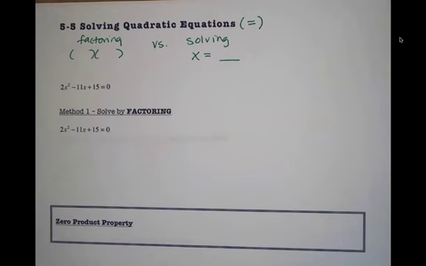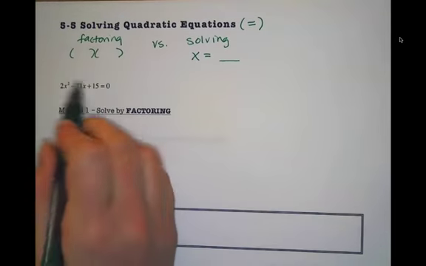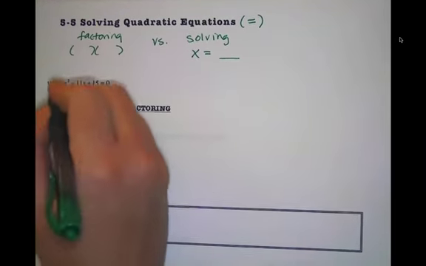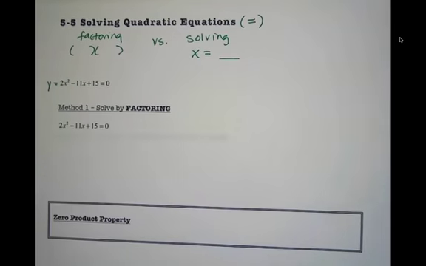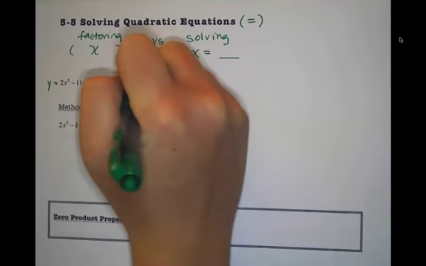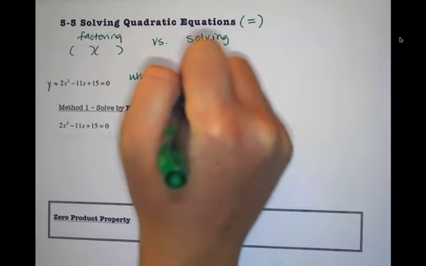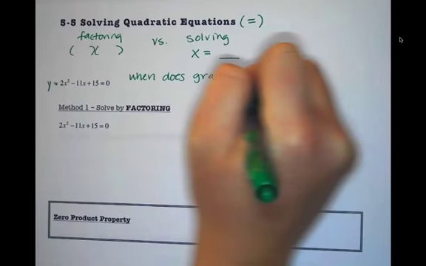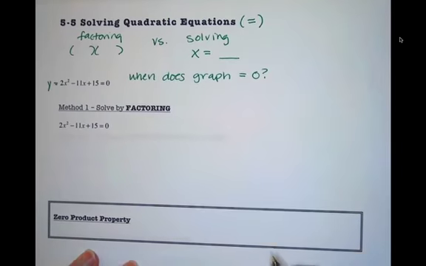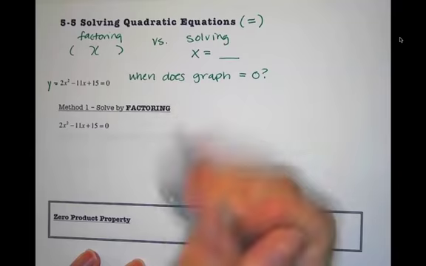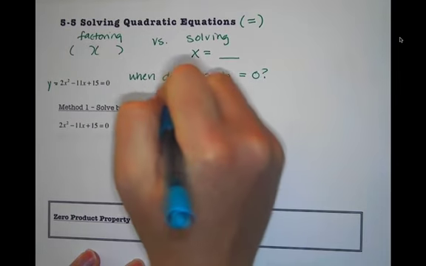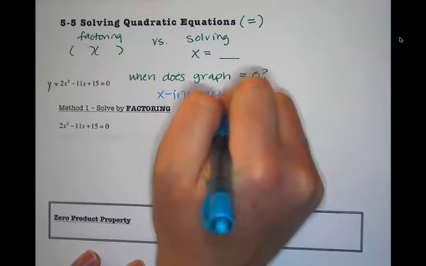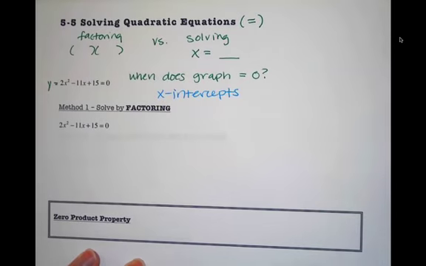Take a look at this one. We have 2x squared minus 11x plus 15 equals 0. So remember, this really represents a y value. So we're really saying y equals this, and we want to know when that will be equal to 0. So if you think about the graph, when would y be equal to 0? So basically, we're asking when does the graph equal 0? Okay, so what we're really talking about here, when that happens, is actually just the x-intercepts. So whenever we're solving a quadratic equation, that's really what we're looking at.